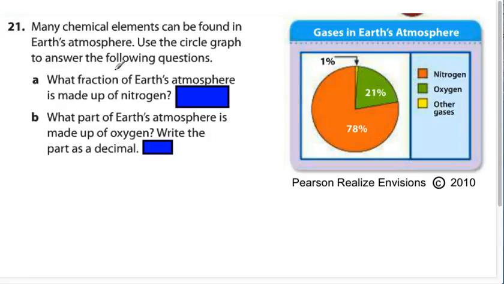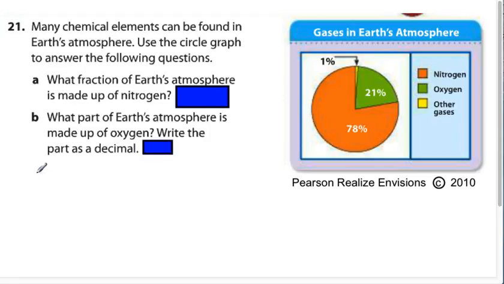Okay, and so they give us two questions, and they say, what fraction of Earth's atmosphere is made up of nitrogen? So you're going to want to figure that out. And then it says, what part of Earth's atmosphere is made up of oxygen? And so they want you to write that as a decimal. Okay, so pause the video and see if you can solve those problems. All right, let's see how you did here.